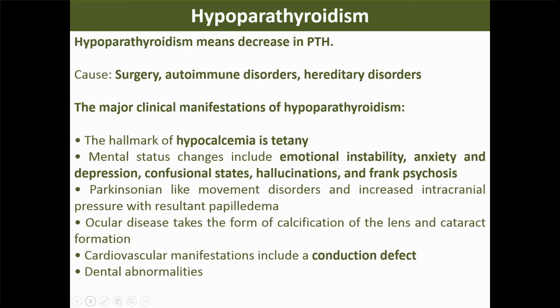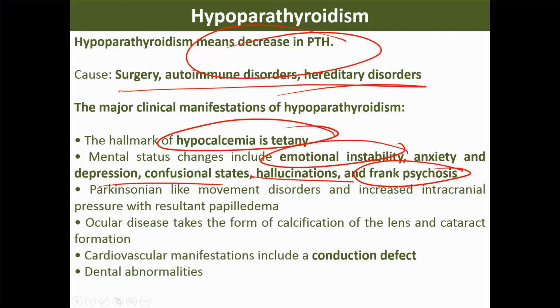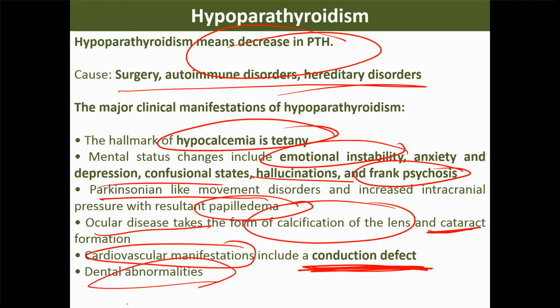Now coming to hypoparathyroidism, which means a decrease in the parathyroid hormone. And remember, it could be due to surgery, autoimmune disorders, or hereditary disorders. They produce severe tetany and emotional instability, and they end up with psychosis, hallucination, confusional states, and they produce Parkinsonian-like movement and papilledema in the eyes, and they produce ocular diseases because calcification happens in the lens and cataract formation happens, and cardiovascular manifestations, they produce severe conduction defects, heart blocks, and dental abnormalities. These are the things seen in hypoparathyroidism.